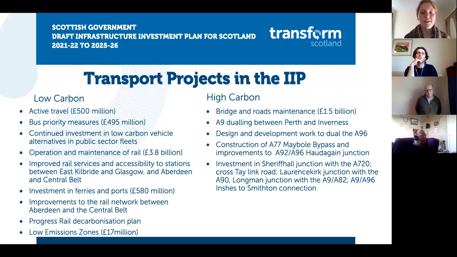So more specifically, this is the list of projects that is contained in the IIP. I've divided these roughly into low carbon and high carbon. And you'll see that in the low carbon section, you have the 500 million for active travel, bus priority measures, continued investment in low carbon vehicle alternatives in public sector fleets. There's the operation and maintenance of rail, improved rail services, and accessibility to stations in some areas, investment in ferries and ports, improvements to the rail network between Aberdeen and the Central Belt, progressing the rail decarbonisation plan, and then investment in low emission zones.